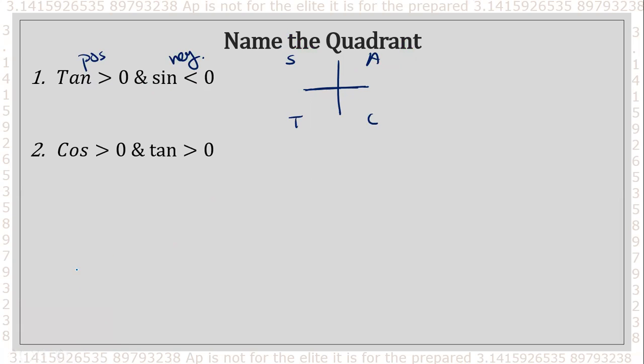In the first case, tangent, where is tangent positive? We know everything here for A is positive, so we have quadrant 1. And T means tangent is positive, so quadrant 3. So here tangent is positive, and here tangent is positive. Okay, so easy peasy, right?